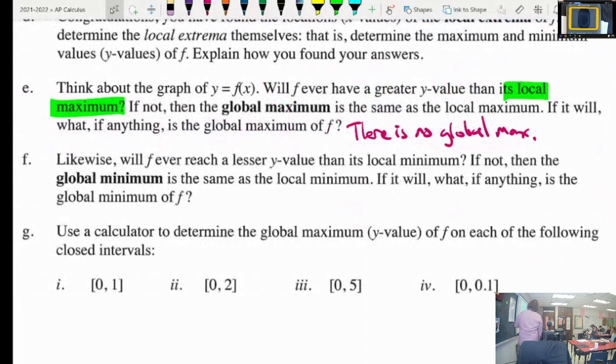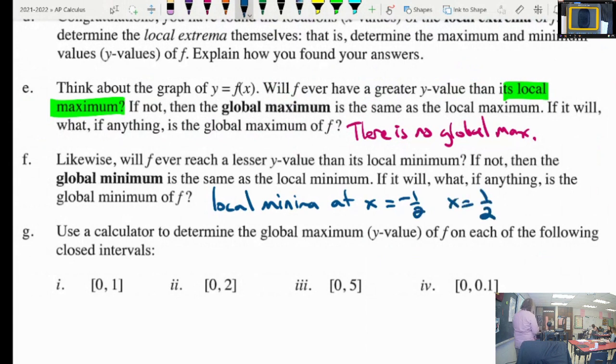Well, anyway. These other guys down here, in the next question, likewise: will f ever reach a lesser y value than its local minimums? Actually, it should be minima, because they're the exact same number. If not, then the global minimum is the same as the local minimum, and in this case, that's the case. The local minima, since they both happen at the same very, very small number, are at x equals -1/2 and x equals +1/2. Or, global minima.